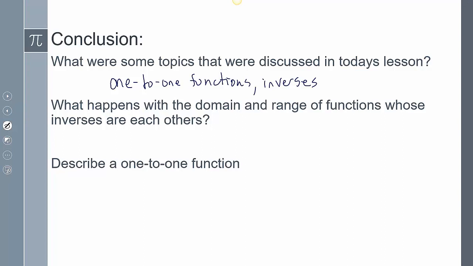Describe a one-to-one function. Okay, so a way that we can describe a one-to-one function is, you could say, it passes a horizontal line test. You can say if two y values equal each other, so f of c equals f of d, then they're the same x values. Or there's no two of the same y values for two different x values. So those are all different ways that you can describe a one-to-one function. So it passes both a vertical and horizontal line test.